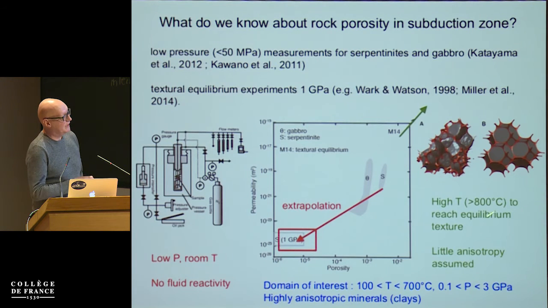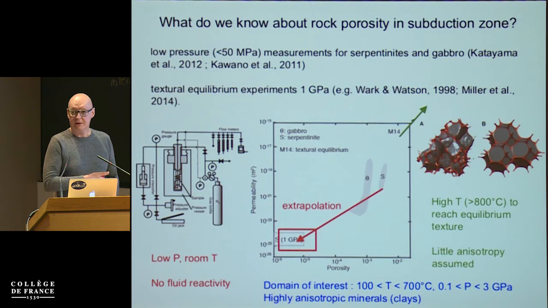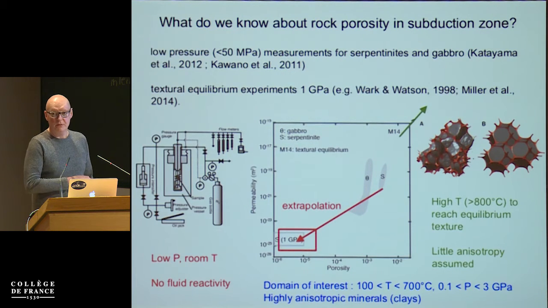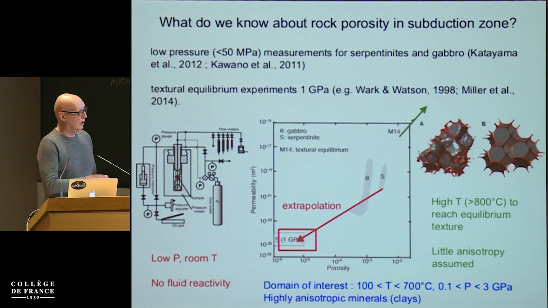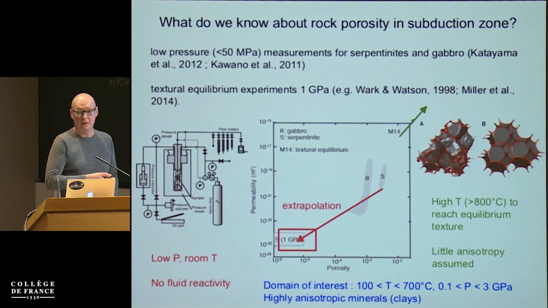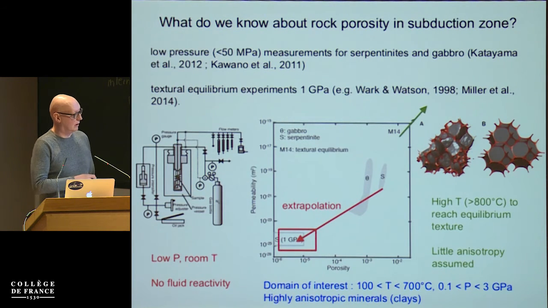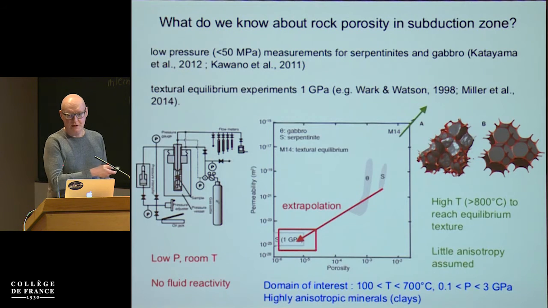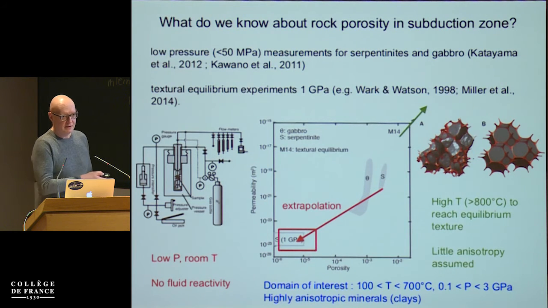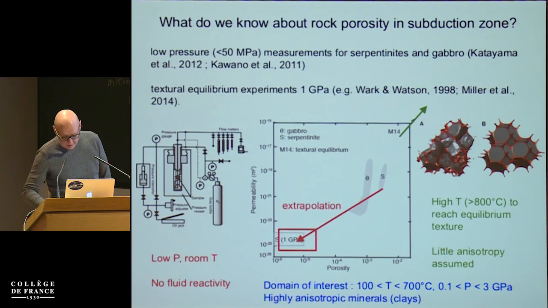You can model this, and often in doing that, little anisotropy is assumed. And of course, in the domain that we are interested in, we are right in the middle of this kind of experiment, and we are dealing with very anisotropic material like clay or amphiboles. And so this is why there are basically no data, and what makes it difficult but interesting.